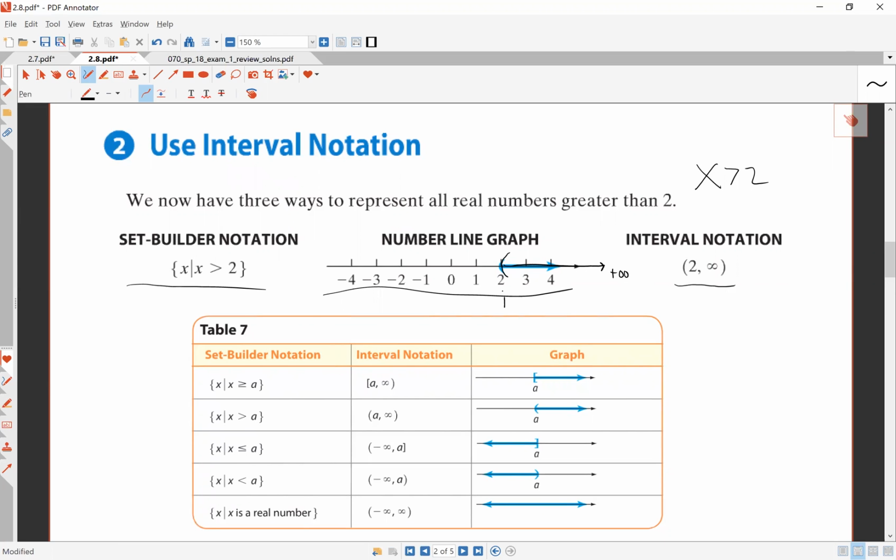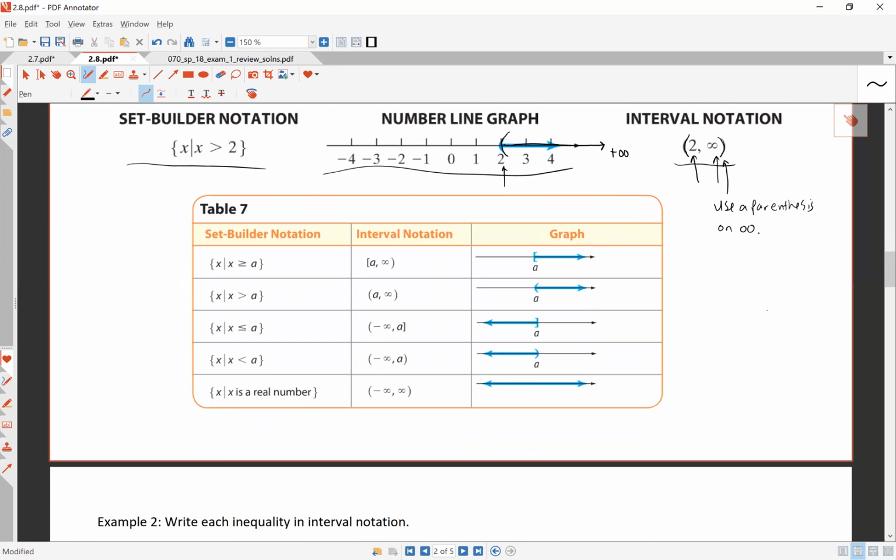So you write your left side first, your right side second, and then it's all about, do you include the 2 or not? Since it's just greater than, we include it and use the parenthesis just like in the graph. And when you go to infinity, infinity is not a real number, so you always use a parenthesis on infinity. It's not a real number, so you cannot use a bracket on it.